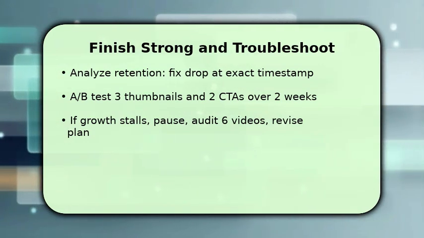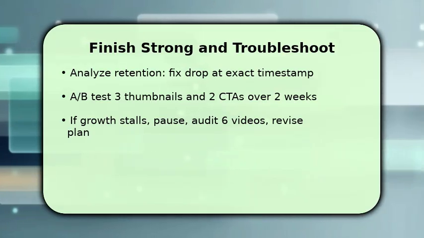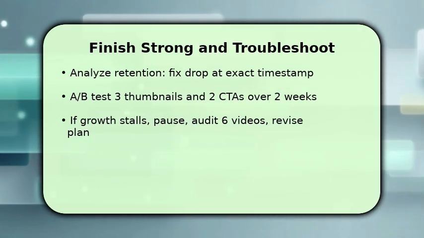Check audience retention and identify the exact timestamp where viewers drop, then rework your hook or pacing in new uploads. You should A/B test 3 thumbnails and 2 CTA scripts across 2 weeks to find what nudges clicks and subs.